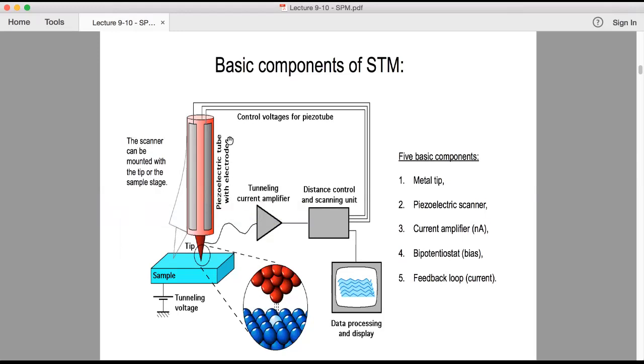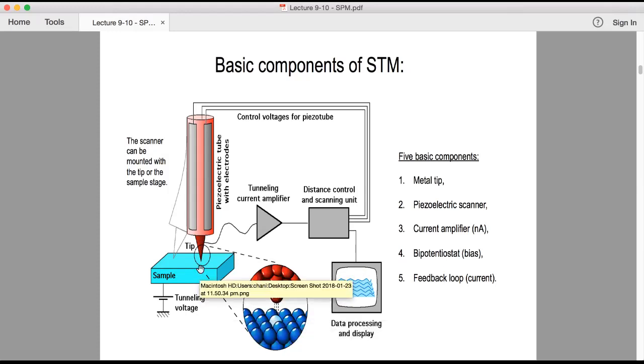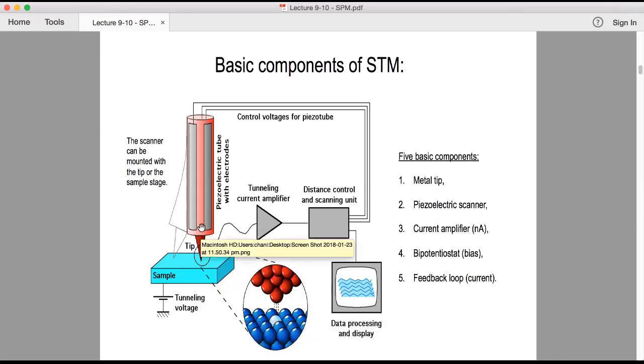We have a piezoelectric tube with electrodes attached. So we have the tip. This is STM, scanning tunneling microscope. We have the tip and we have the sample, and we lower this tip very, very close to the sample, such that the distance between the tip and the sample is a few angstroms. When they are closer together, electrons will start tunneling from tip to the sample or from sample to the tip, depending on the situation.